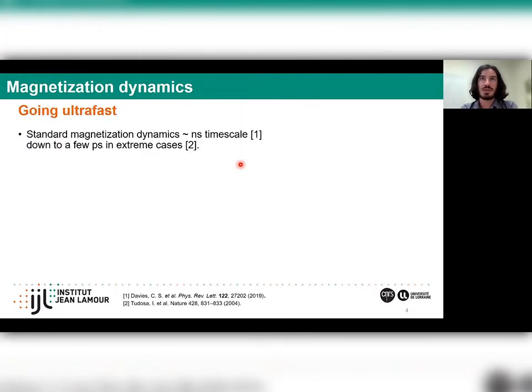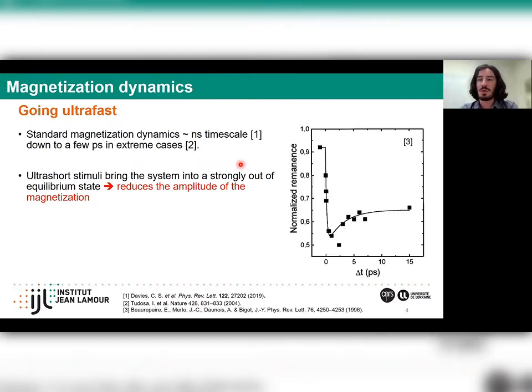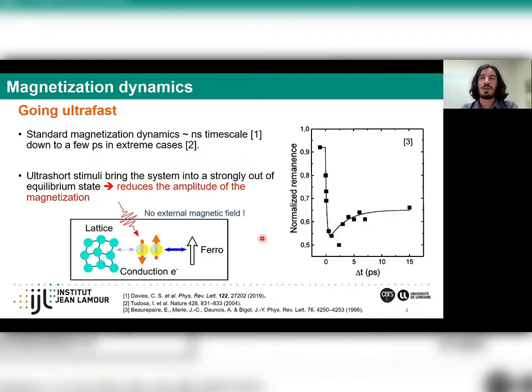When one goes ultra fast, so typically below the picosecond time scale, we use ultra short stimuli to bring the system out of equilibrium, and this has the well-known consequence of reducing the amplitude of the magnetization within a few hundreds of femtoseconds. And in this case, a single equation is not sufficient to describe the magnetization dynamics. One needs to consider the full exchange of energy and angular momentum in the complete system, which includes d or f electrons, conduction electrons, the lattice, and possibly the electromagnetic field.